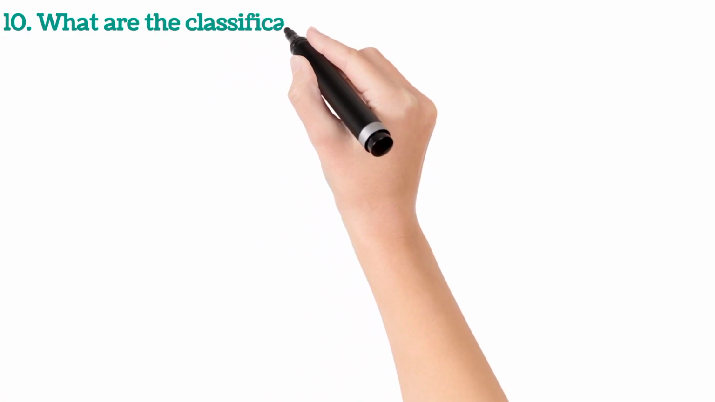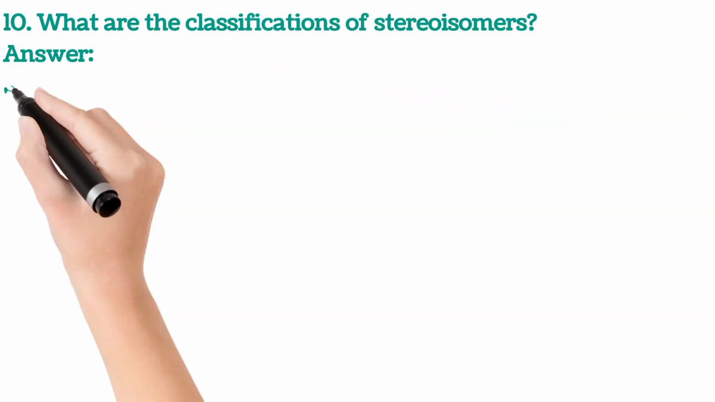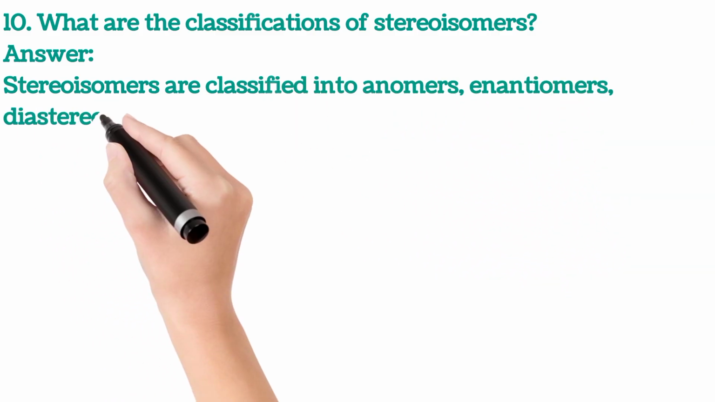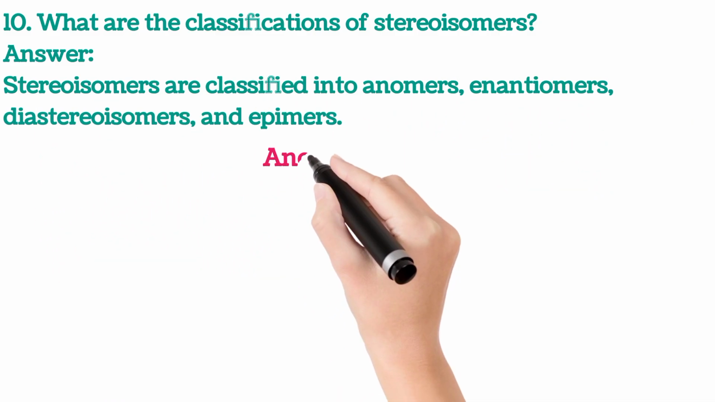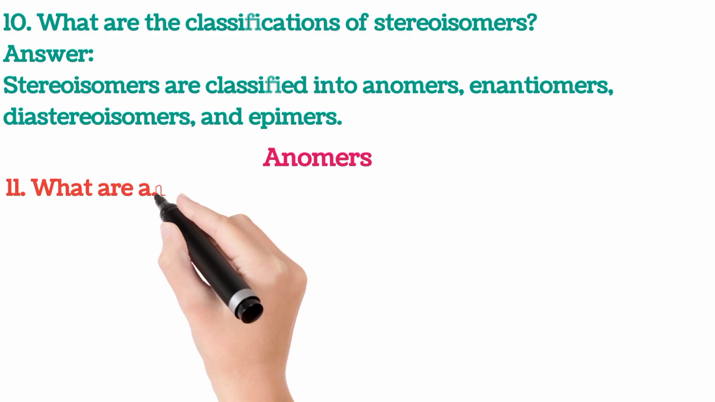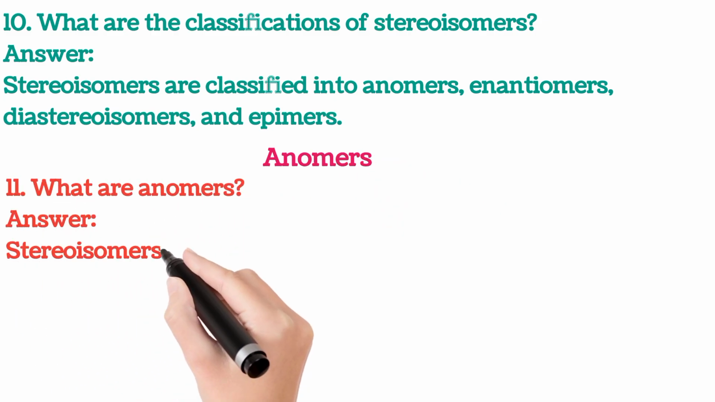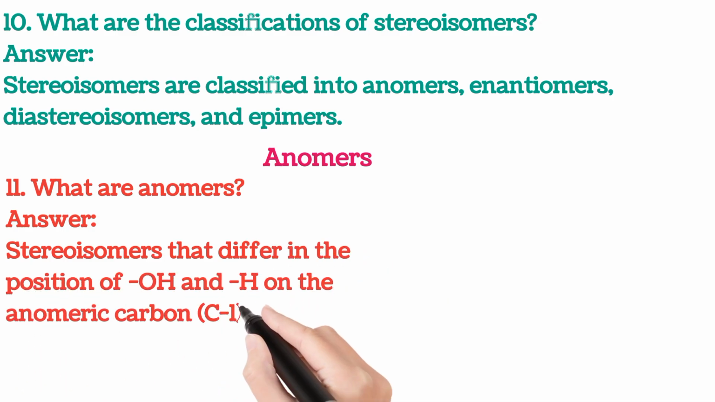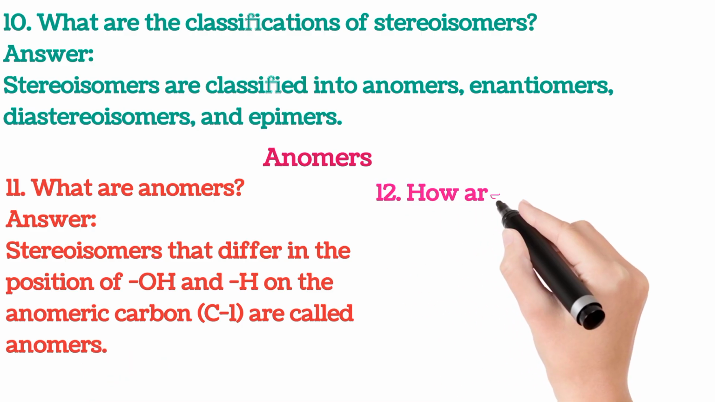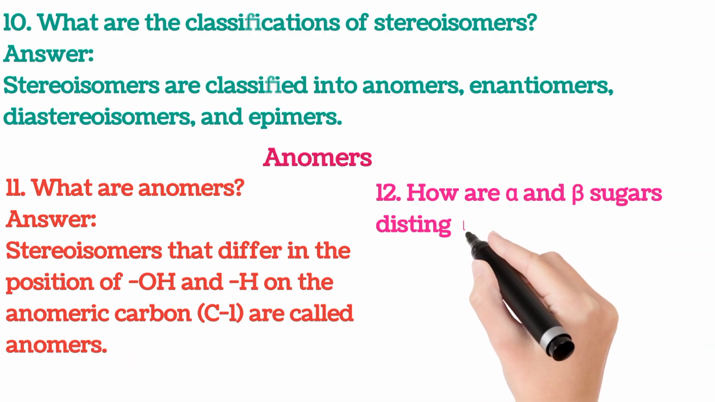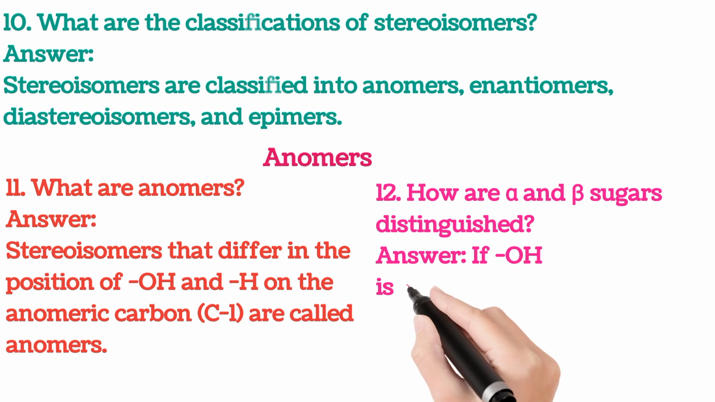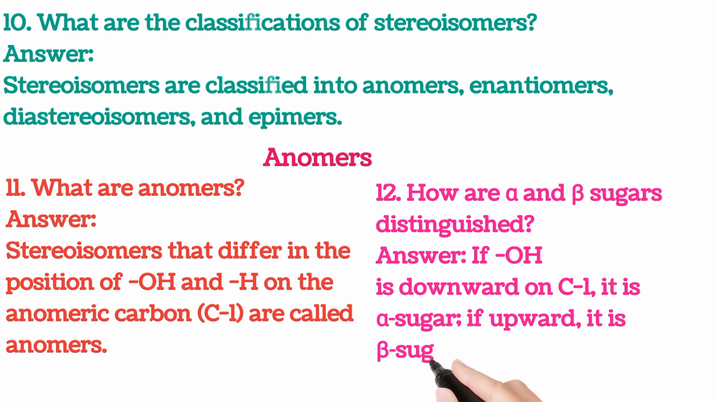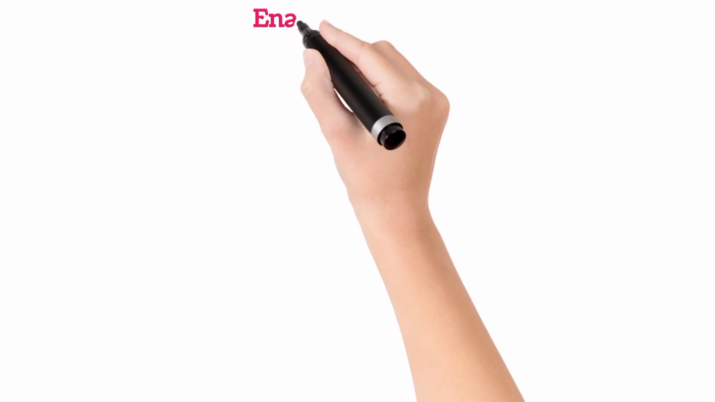10. What are the classifications of stereoisomers? Stereoisomers are classified into Anomers, Enantiomers, Diastereoisomers, and Epimers. Anomers. 11. What are anomers? Stereoisomers that differ in the position of hydroxyl and hydrogen on the anomeric carbon, C1, are called anomers. 12. How are alpha and beta sugars distinguished? If hydroxyl is downward on C1, it is alpha sugar. If upward, it is beta sugar.